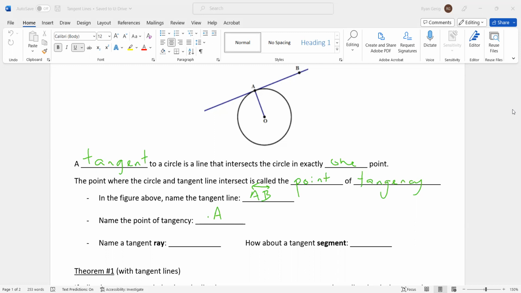Name the tangent ray. Well, this is really no different. It's ray AB and segment AB. I'm just showing you that it could be a line, it could be a line segment, or it could be a ray. All of them could be tangent. Okay. So there are some theorems associated with tangent lines.